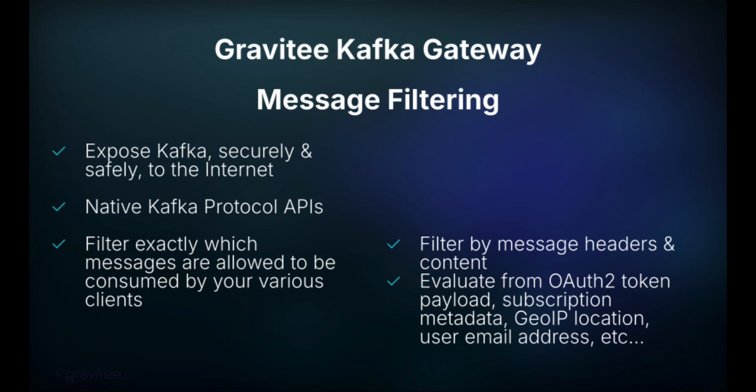Thanks for watching this video where we showed you how to do message filtering with the native Kafka protocol APIs in Gravitee. The message filtering policy allows you to filter exactly which messages should be allowed to be consumed by your Kafka clients. And of course, you can use a wide variety of conditions or evaluations to choose and decide which messages should be consumed. For example, in this video, we used the OAuth access token for a particular user, a custom claim within their token, to determine what messages they should be allowed to consume.